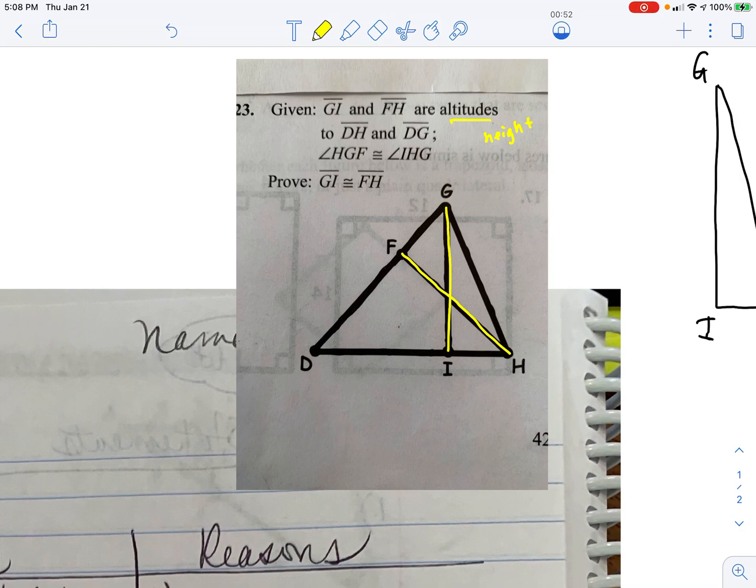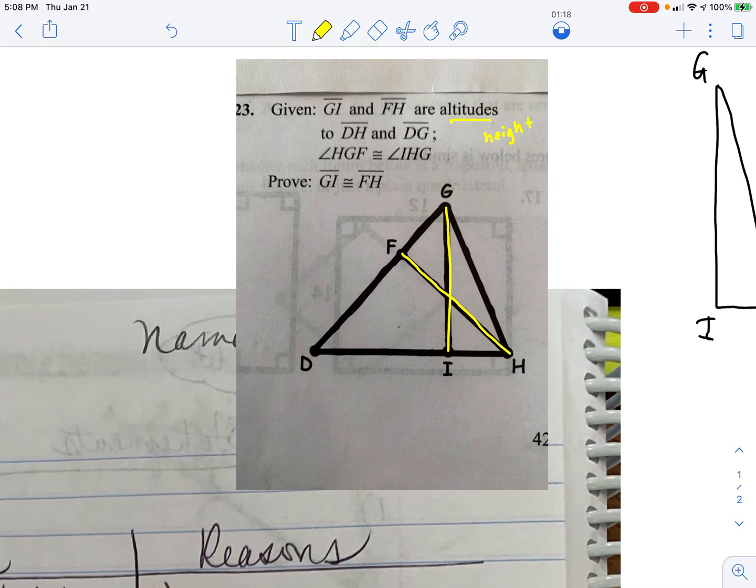How tall your triangle is from a vertex to the bottom, the opposite side of that vertex. Okay, but it means height, so keep that in mind. So we see those altitudes drawn to the opposite side there. We're also told that angle HGF.